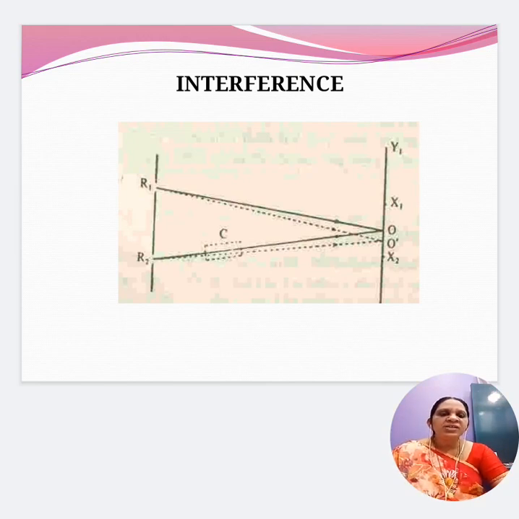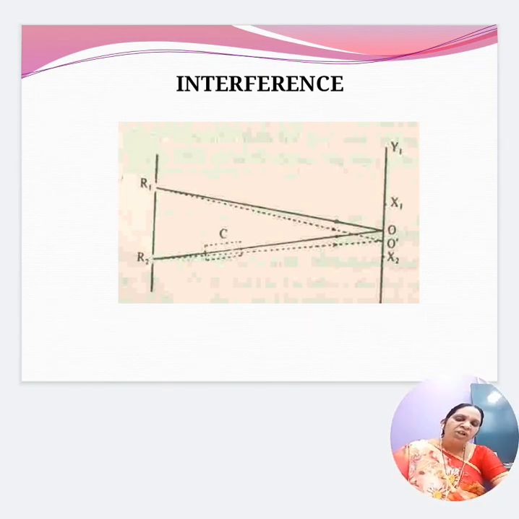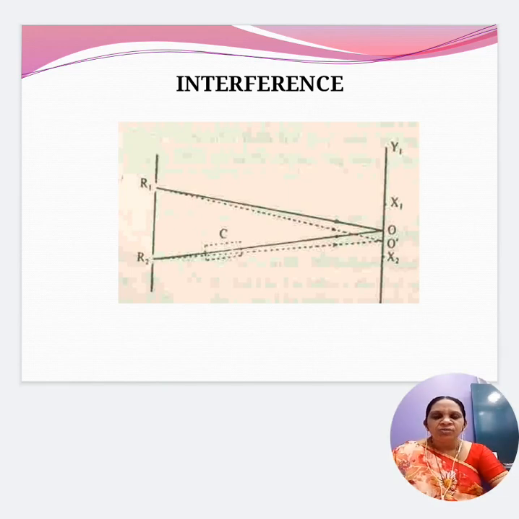It appears on the screen there. First, you are not using any substance, just air, and you allow the light to pass through the two holes. The light rays fall at a point O from both the openings R1 and R2. As the optical length is equal, the two beams of light superimpose, undergo constructive interference, and form a bright spot at O.